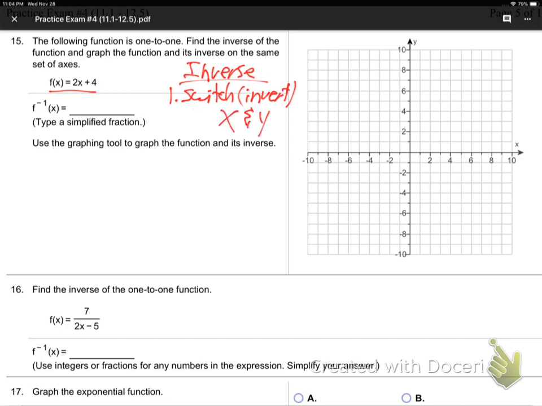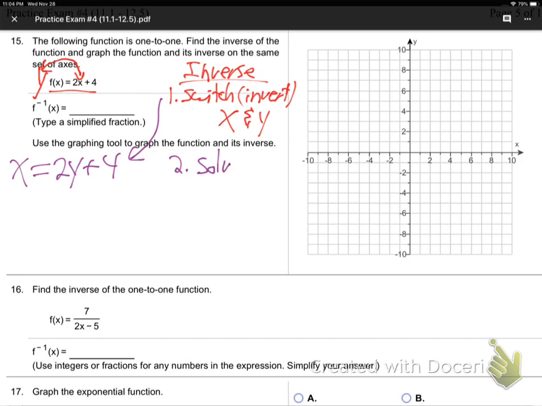X and Y. So let's do that first off. So let's switch X and Y. So this is Y right here. F is Y. So switch X and Y. So X comes to the outside. Here, I'll change the color. X comes to the outside, Y goes over there. They switch. So there's step 1, switch X and Y.